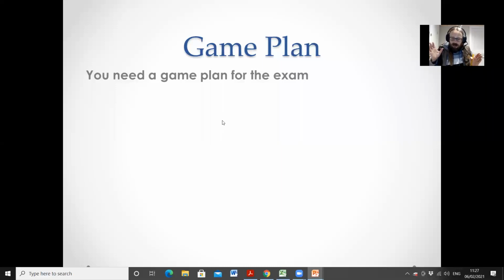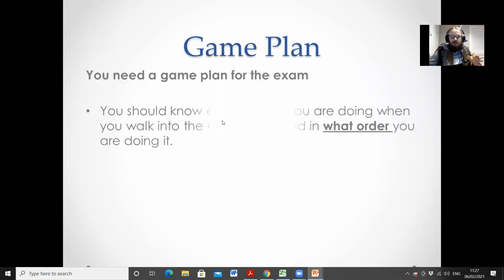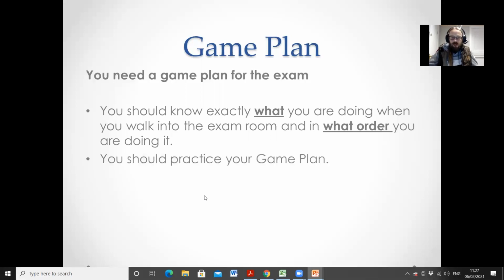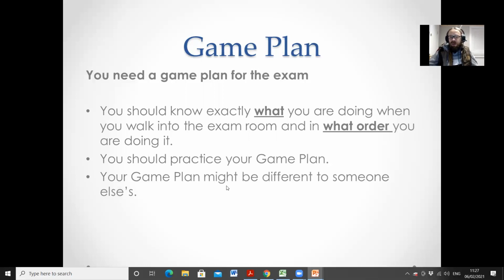Once again, this is going to be an individual way of doing things. You will find the way that works for you, hopefully through practice well before the exam. Basically, a game plan is exactly the same thing as it is for the site translation. It means you should know exactly what you're doing, in what order you're doing it, when you walk into the exam room or when you connect to the website to do your written translation. You should practice this game plan, and your game plan might be different to someone else's. It might be very specific to you.